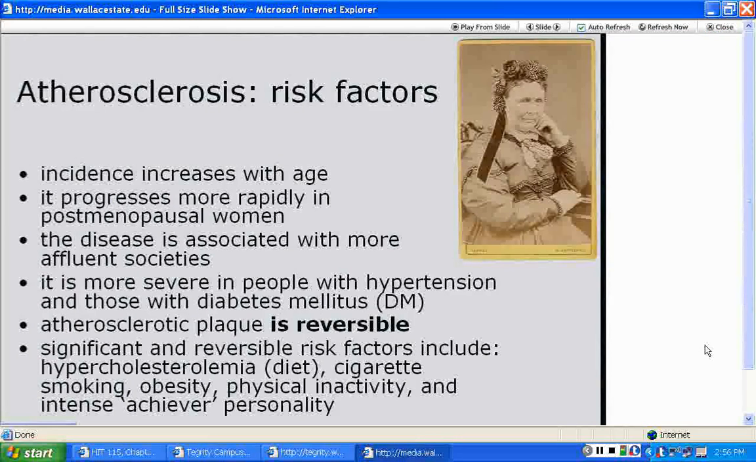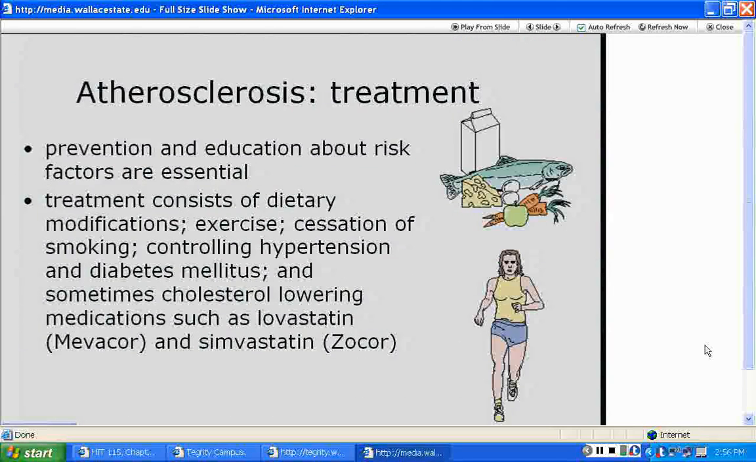Practice stress reduction techniques. If you can control the controllable risk factors, you can reverse that atherosclerotic material that's formed inside your vessels. And then there are medications that are helpful, like Mevacor and Lipitor, the cholesterol-lowering drugs. It's very important that you control and prevent what you can as far as atherosclerosis, that you become educated. Education is so important in reducing atherosclerosis.